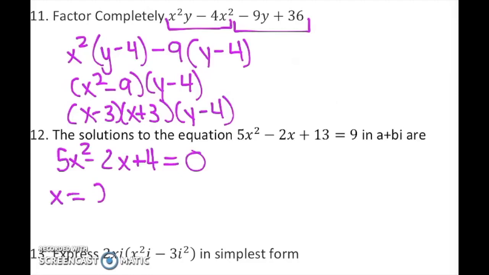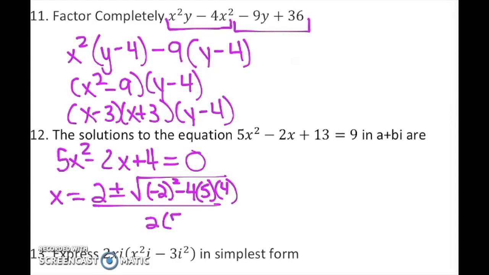So x equals negative b, which is positive 2, plus or minus the square root of b squared. Notice I have parentheses around that. Minus 4 times a times c, all over 2a.